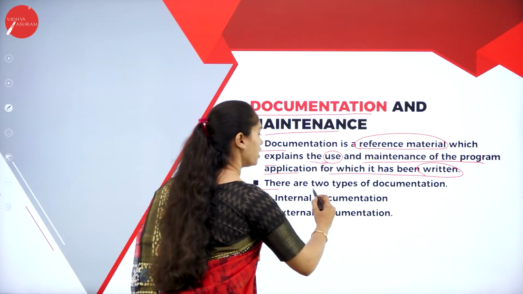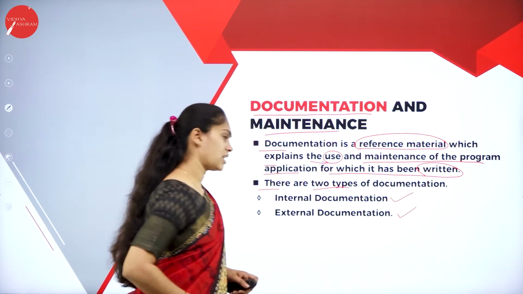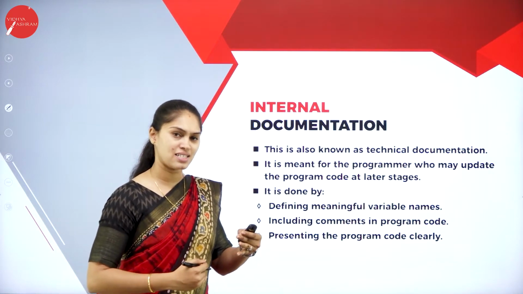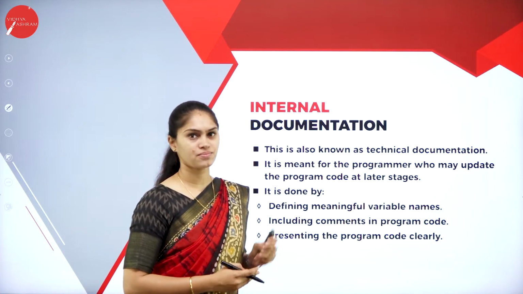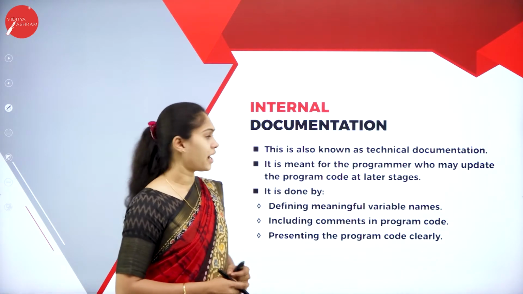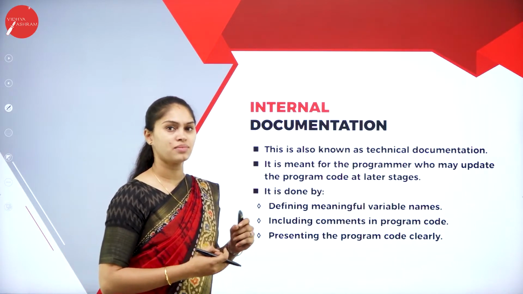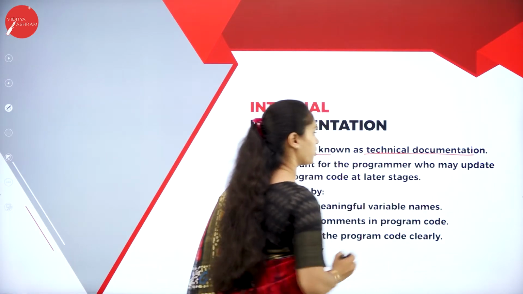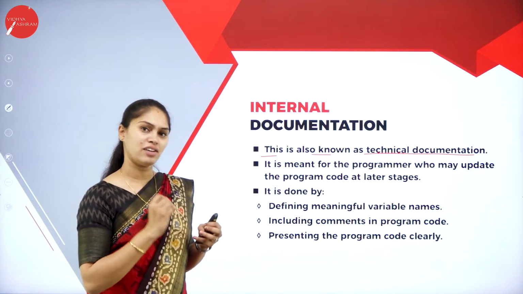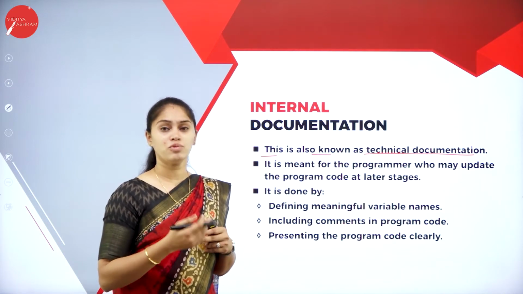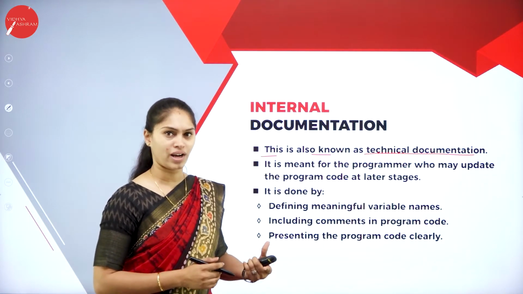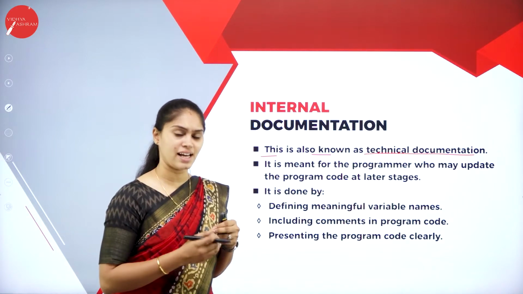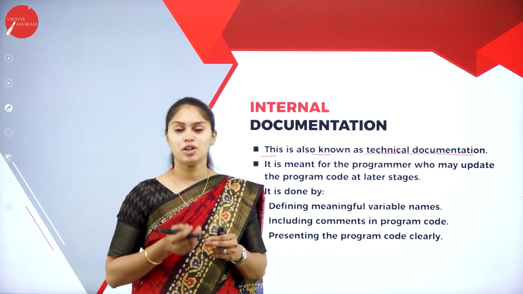Then what are the types of documentation? There are two types of documentation, that is internal and external documentation. When it comes to internal documentation, internal in the sense, who is going to write a program? That is the program developer, right? They are going to write the program in technical terms. So this is also known as technical documentation. Internal in the sense that it will be more useful for the person who has written the code for the given program. If it is technical, then it is related to internal documentation.